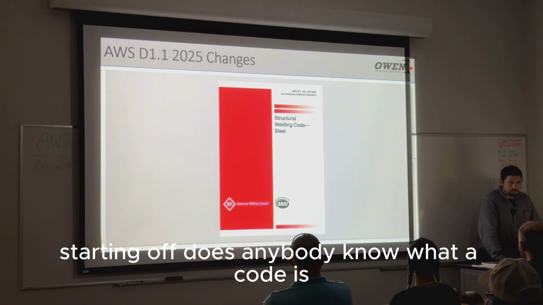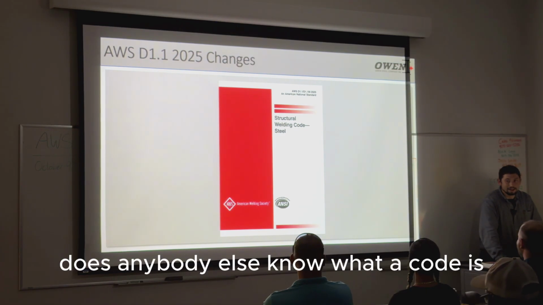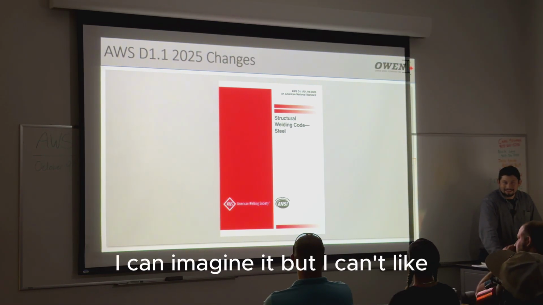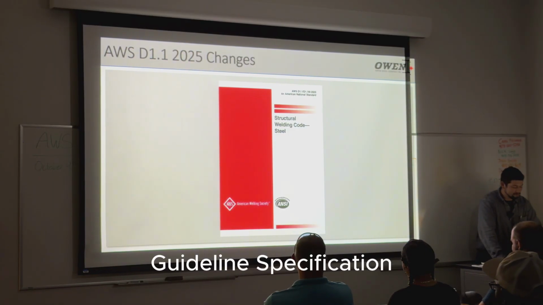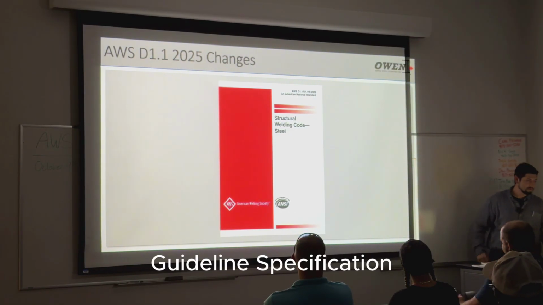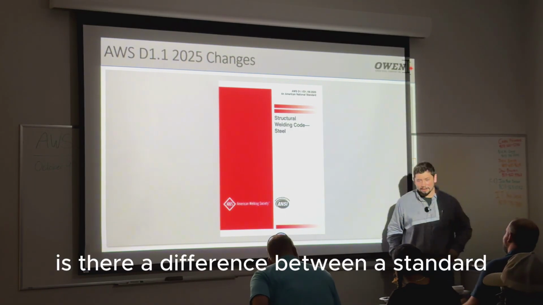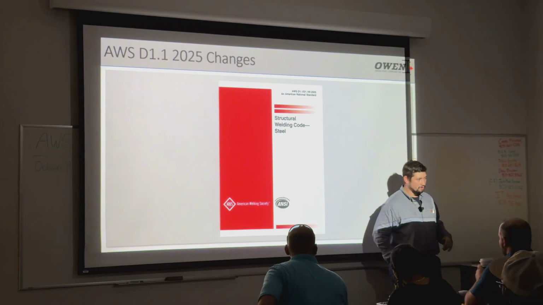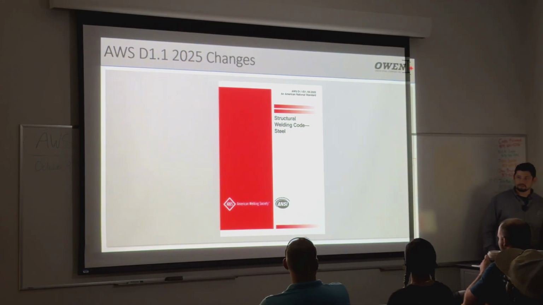Starting off, does anybody know what a code is? Does anybody else know what a code is? I can imagine it, but I can't tell you the definition. The guideline. Guideline, specification. Industry standard. Is there a difference between a standard and a specification and a code?